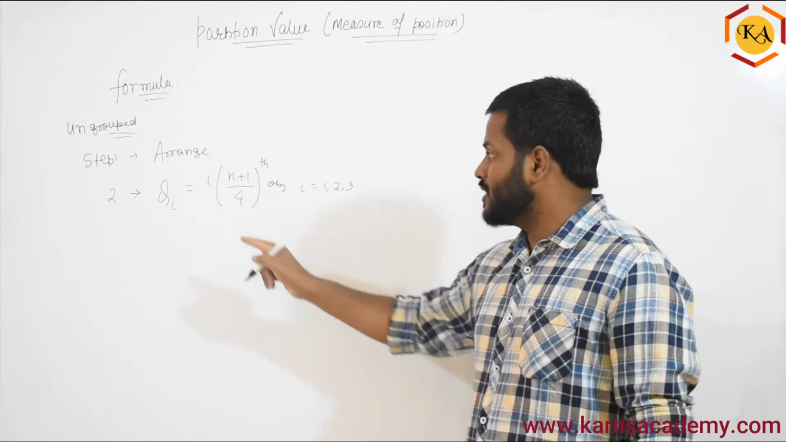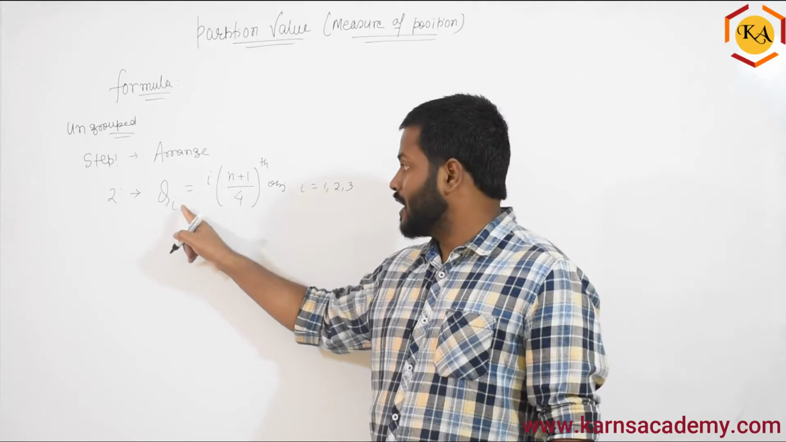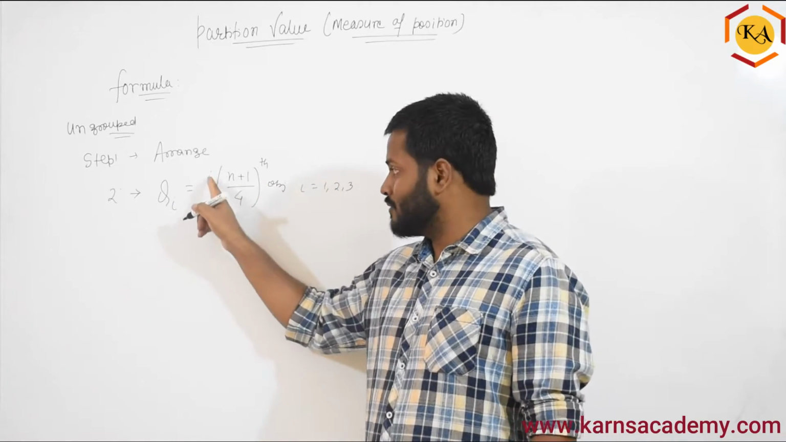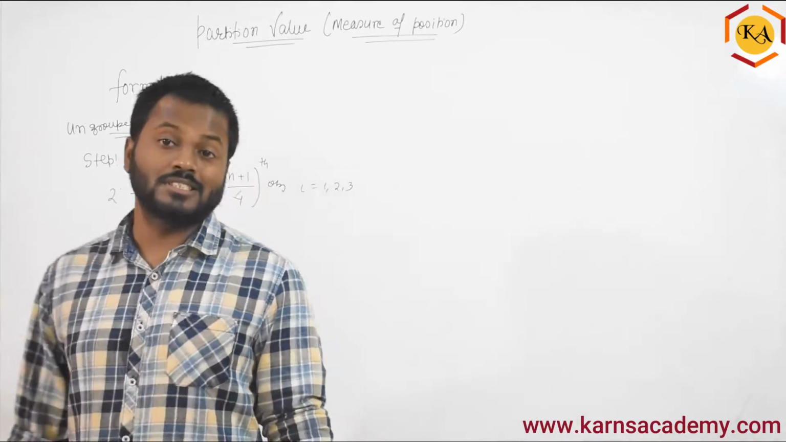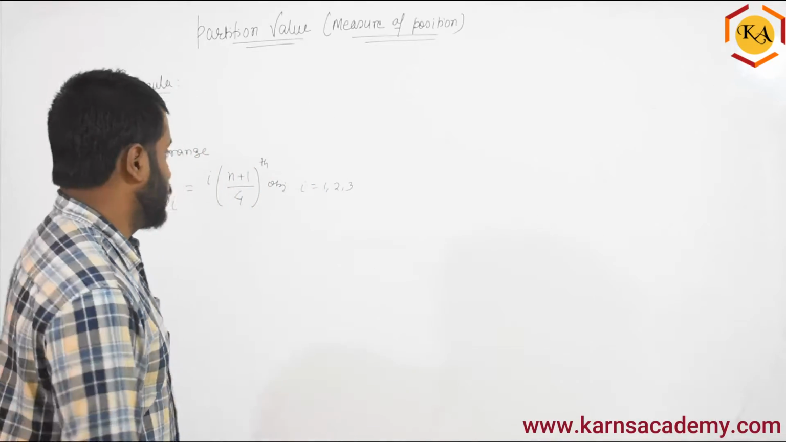So this is the formula. What is this i? If they are asking for Q3, i will become 3. If they are asking for Q1, i will become 1. Very simple, right? And divide by 4. That's the reason I told you to remember that it has to divide by 4.